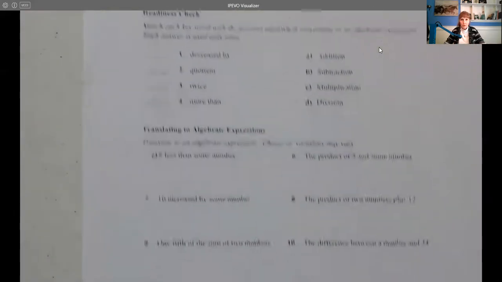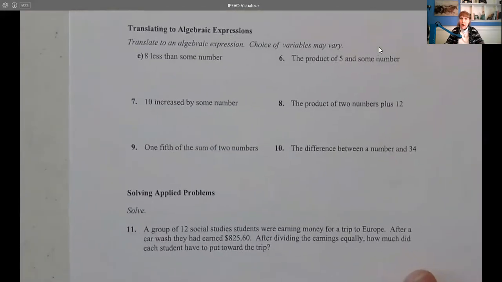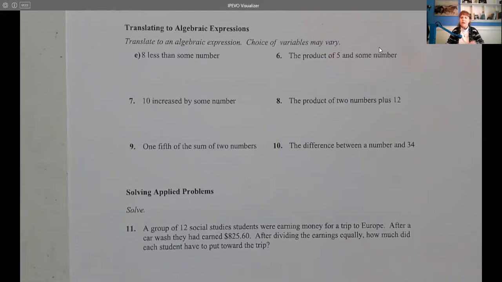here, which is 5.8. Now, 5.8 is translating. You're taking an English sentence and putting it into math language. So really, if you think about it, when you're doing math, you're learning a foreign language, because it is a foreign language. We have different symbols for different words. So here we're going to be translating.